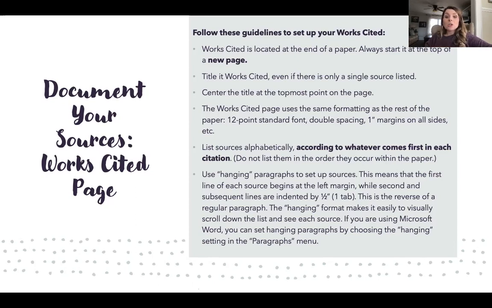It means that the first line of each source begins all the way to the left, while the second and subsequent lines are indented by 1/2 of an inch, one tab. This is the reverse of what you're doing in your paragraphs for your essay. The hanging indent makes it easy to visually scroll down and see each source. If you're using Microsoft Word, you can set the hanging paragraphs by choosing the hanging setting in the paragraph menu.